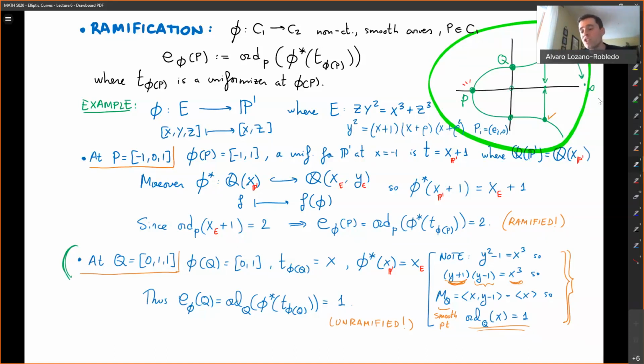Okay, and we were just seeing that P was P1, which was the point minus 1, comma 0. That was one that was ramified. Okay, so there is more ramification. So there are actually 4 ramified points: P1, P2, P3, and O.